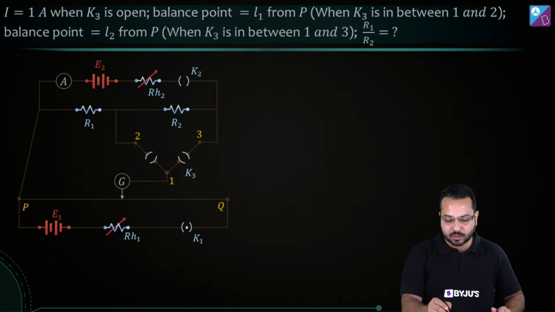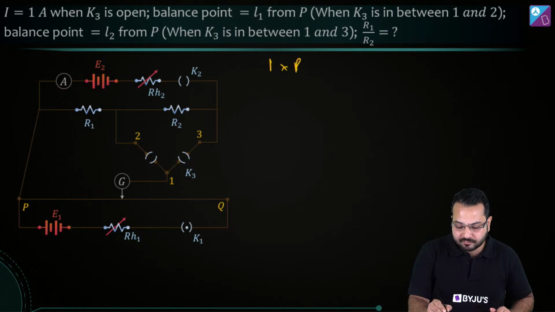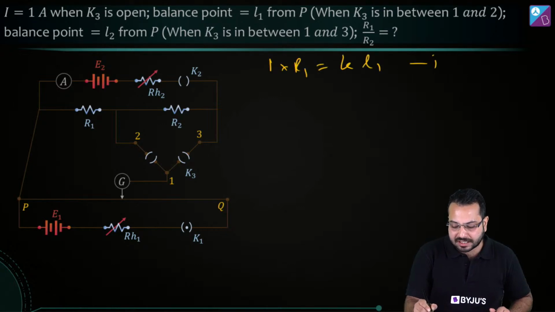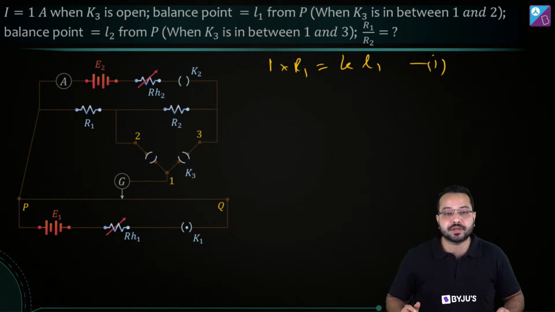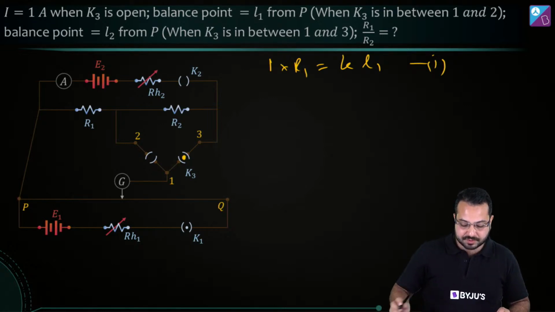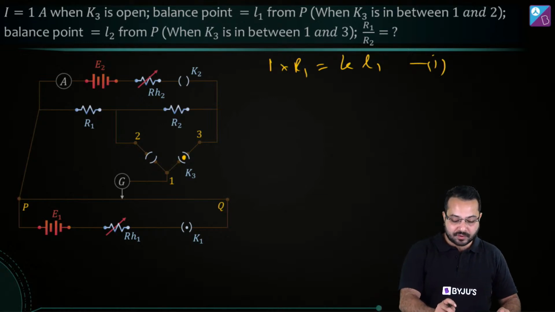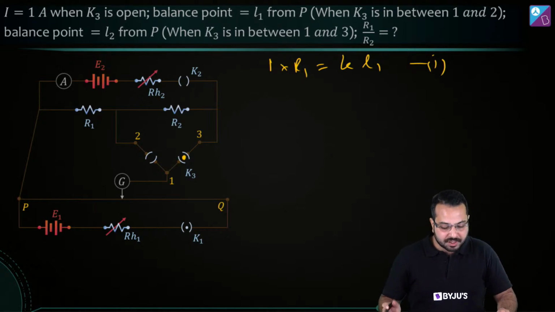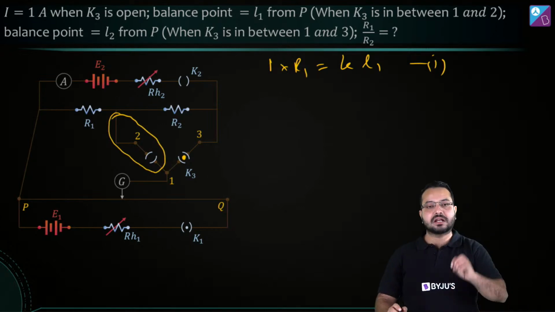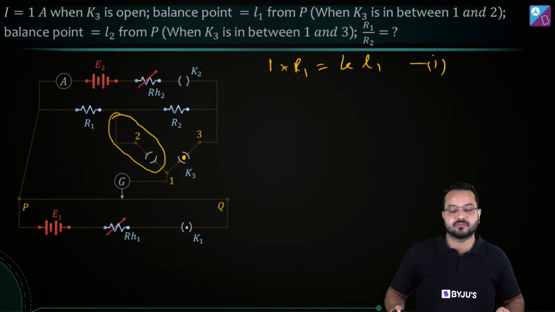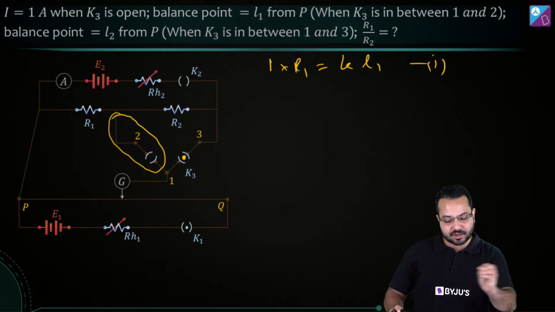Okay, so we are going to write it over here. 1 into R1 is equal to K into L1. That is what we have figured out from the last evaluation. Now what we are doing? Now we are joining these 2 points. Now the key between 1 and 3 is closed. What does it mean? It means that this circuit is now open and you can take it and throw it out of the diagram. Don't concentrate on that part of the circuit.